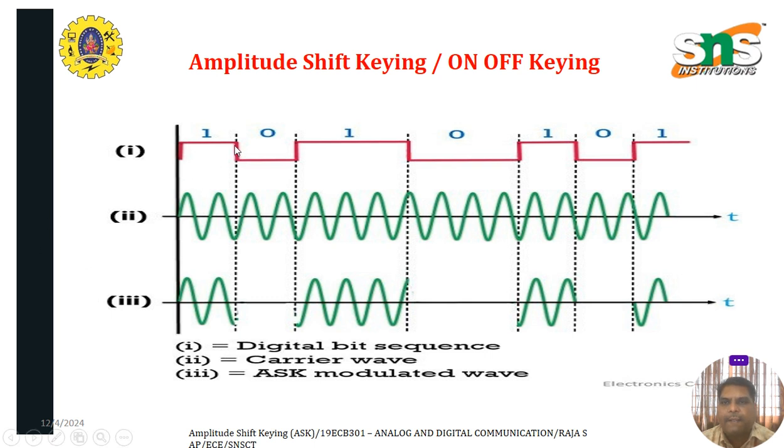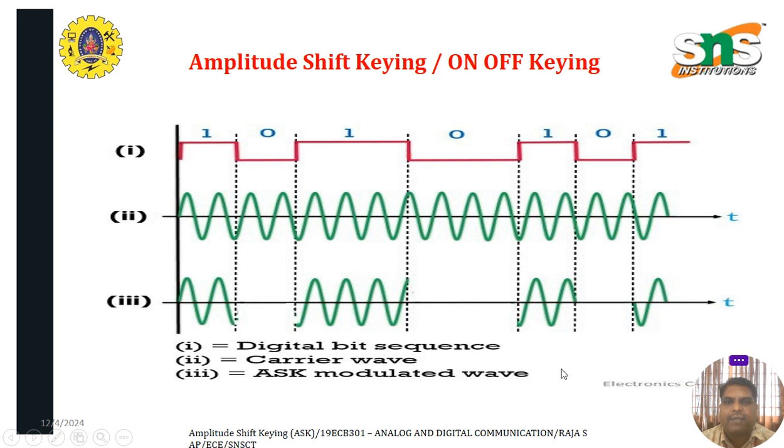If you see the figure, this is the digital data bit sequence, 1010101, and the second figure is the carrier frequency. If the data comes in the digital bit sequence, then the corresponding carrier wave occurs, that is, ASK is on. If the data is 0, then no signal is transmitted. If data is 1, the signal is transmitted. If data is 0, no signal is transmitted.